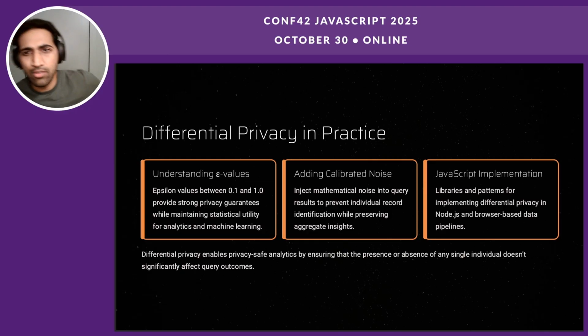And epsilon values, this is a differential privacy concept, between 0.1 and 1.0 give strong privacy guarantees while still maintaining statistical utility. If you go beyond 1.0, you might be adding too much noise and you cannot trace back. Between 0.1 and 1 will give you enough salting into the data, and that will still keep the statistical utility of the data. And the key insight here is that individual records become impossible to identify and aggregate patterns remain clear.